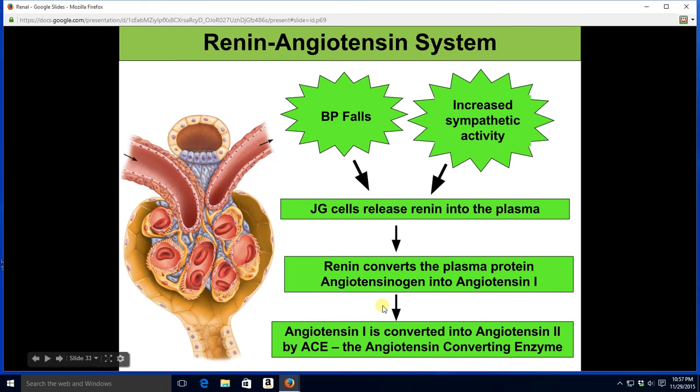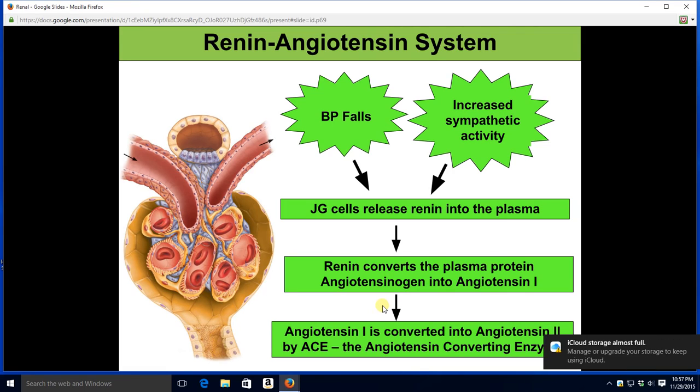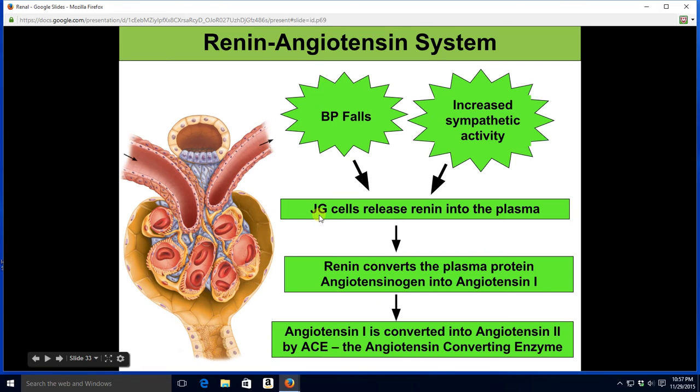attack us. All right, and since we're speaking about blood pressure, it would be remiss of us to not talk about the renin-angiotensin system. The renin-angiotensin system. So here's the deal. Suppose blood pressure drops, or you get into a fight or flight situation. In either of those situations, cells known as JG cells, JG stands for juxtaglomerular, which means next to the glomerulus, they release renin into the blood. Renin is going to act on a plasma protein. It's always floating around in your blood.